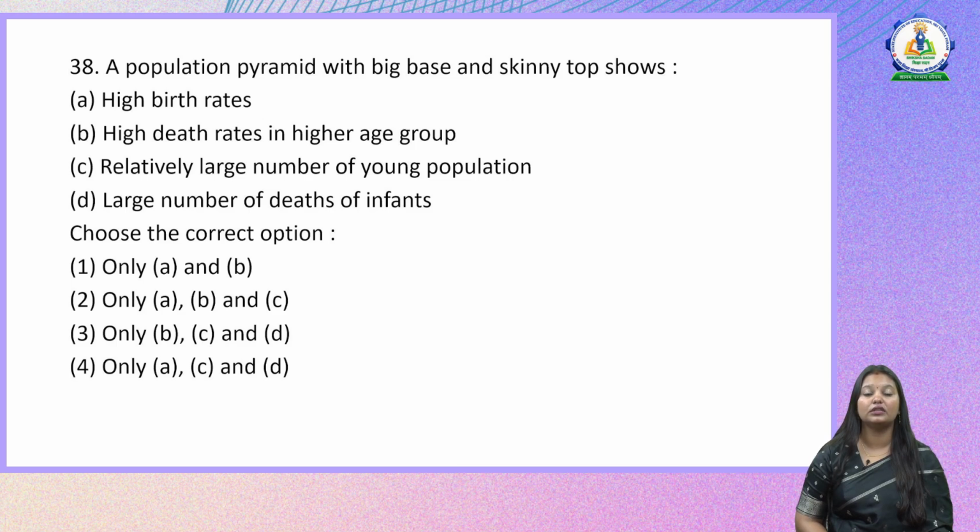So the statements given here, statement A will hold true, and when statement A holds true, the large number of deaths of the infants will automatically be considered false. So if you try to use elimination and come to the right answer here, you will get to the option, that is option 2, A, B and C. So statements A, B and C are correct when it comes to talking about a population pyramid with big base and skinny top. Moving on to the next question.